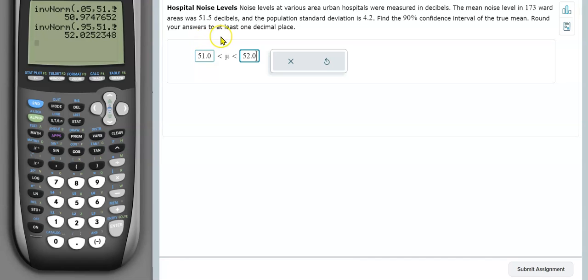The question says to round your answer to at least 1 decimal place. So if you want to keep it that way, or if you want to round it more, I could even round this one to 50.97, and this one, with 2 decimal places, to 52.02. It's up to you whether you want to do 2 decimal places or 1 decimal place. As long as it's at least 1 decimal place, we should be okay. All right, done with this.